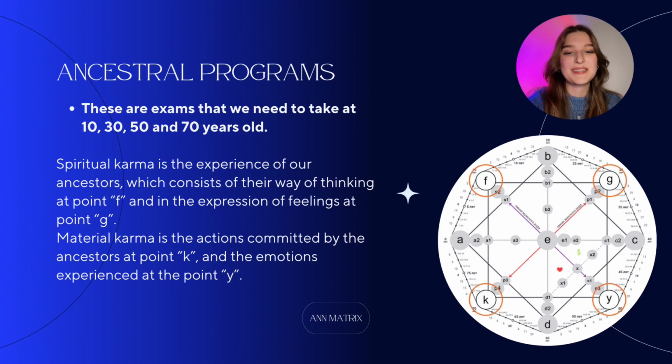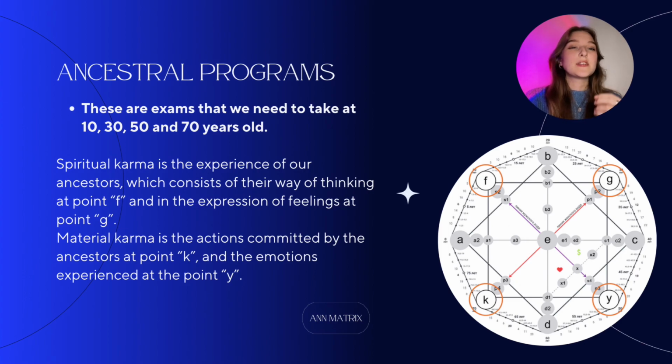And the last one is ancestral programs. These are the lessons on parental scenarios that are associated with the thoughts, feelings, and emotions and actions of our ancestors. You know, these are exams that we need to take at 10, 30, 50, and 70 years old. The upper part of the ancestral square contains information about spiritual karma, and the lower part contains information about the material karma of our ancestral line.